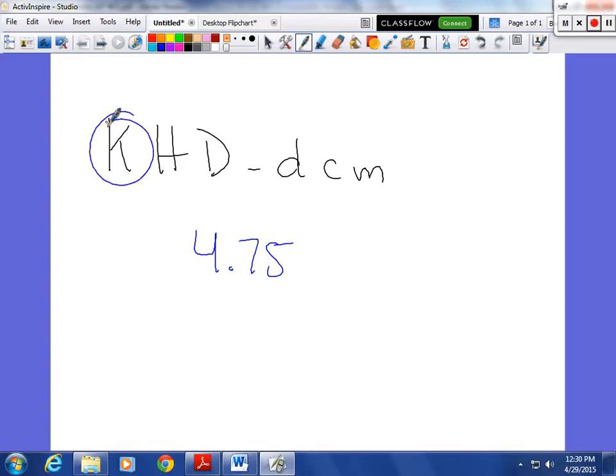Now, we can't use kilograms because everything we do is in grams. So how can I get from kilograms to grams? Okay, 1, 2, 3. I've got to move it 3 times which way? To the right. So 1, 2, 3. Now what's going to go into that empty bubble? 0. So it's going to be 4,750 grams. You can do it that way.